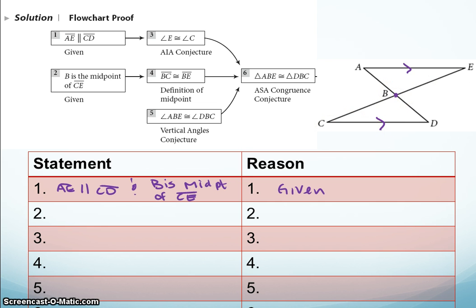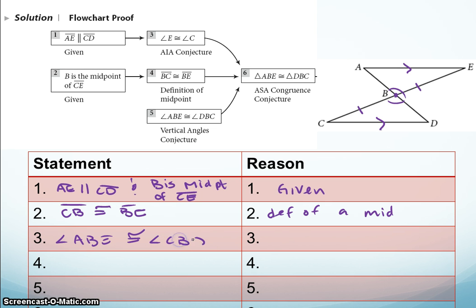And B is the midpoint of CE, so by definition of a midpoint, I know that CB is congruent to BE. So CB is congruent to BE, and that is definition of a midpoint. Okay, so what else do I need to know? Well, I ultimately want to prove that this triangle up here is congruent to this triangle down here. So I have a side, and you should be able to recognize that angle. And so I know angle ABE is congruent to angle CBD, and those are vertical angles, VA. And remember, you do have to use the 3-letter naming scheme for those angles.